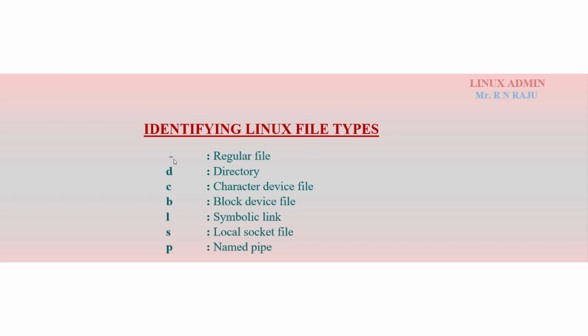So how to identify Linux file types? When the field starts with a hyphen, it is a regular file. When it starts with d, it is a directory. When it starts with c, it is a character device file. With b, it is a block device file. With l, it is a symbolic link file. With s, it is a local socket file. And with p, it is a named pipe. So overall, 2, 4, 6, 7: Linux offers 7 different file types.